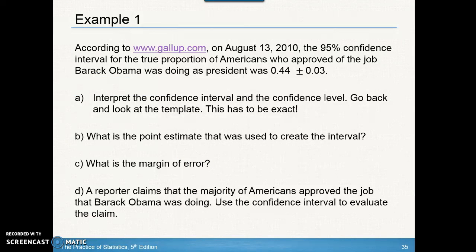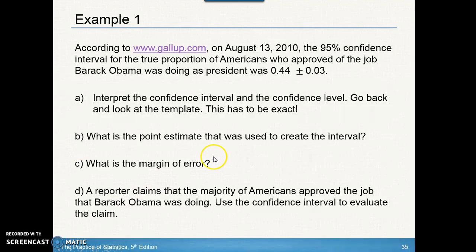All right, so let's just go ahead and try a couple examples. According to the Gallup poll on August 13th, 2010, the 95% confidence interval for the true proportion of Americans who supported the job that Barack Obama was doing as president was the following confidence interval. Number one, we're going to interpret the confidence interval and level. Take a minute and go back and look at the template. This has to be an exact interpretation in context. Please make sure that you do that.